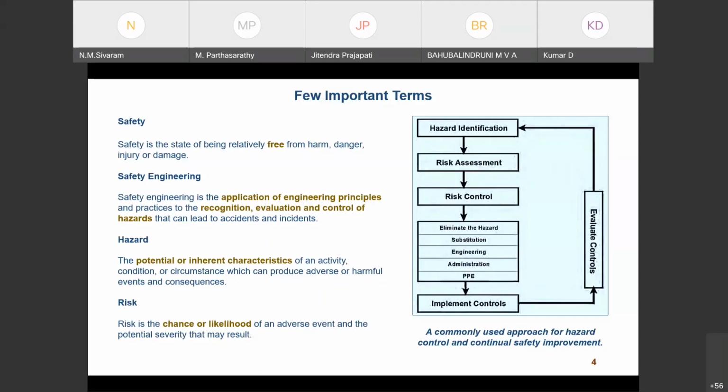So, safety. The definition for safety is the state of being relatively free from harm, danger, injury, or damage to the environment. So safety is a state of being relatively free. So we are supposed to be in an atmosphere where we don't have any harm or any danger, or we are not having any injury or damage that is occurring around us.